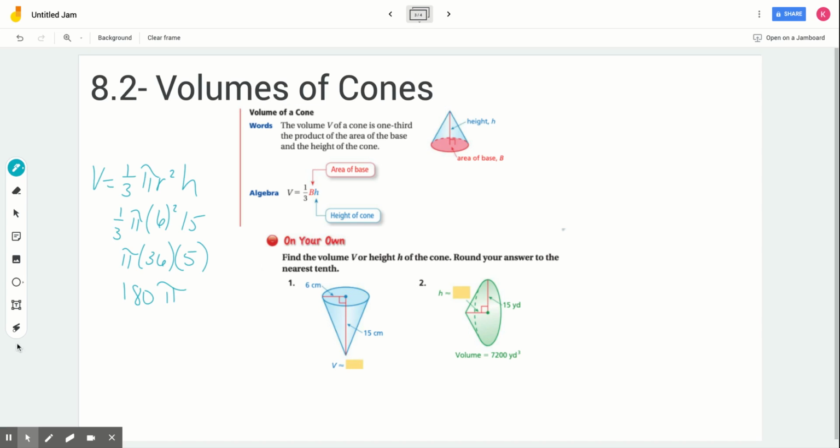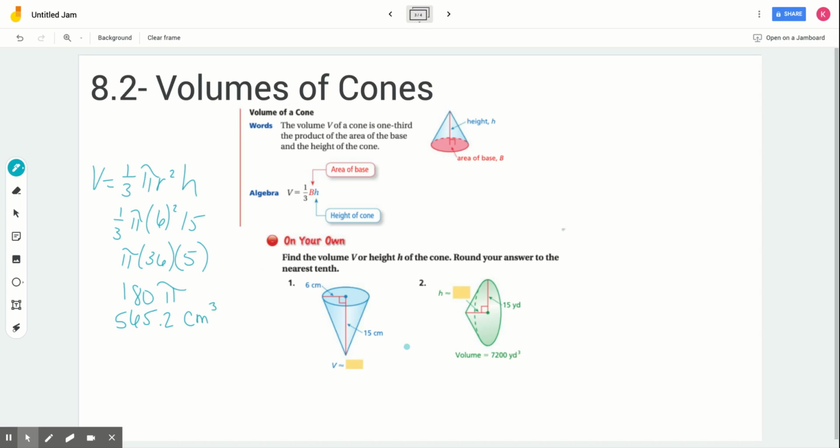So we can take 180 and multiply by 3.14. Keep in mind that you're rounding to the nearest tenth. When we multiply 180 times 3.14, we end up with an answer of 565.2 centimeters cubed, since we're talking about volume.